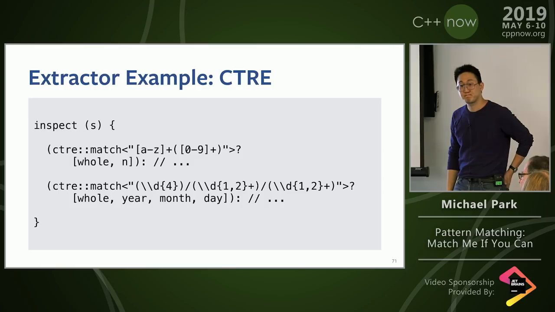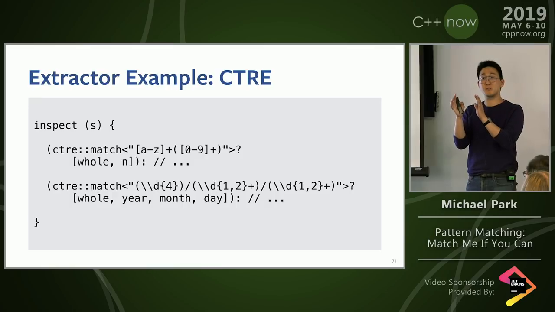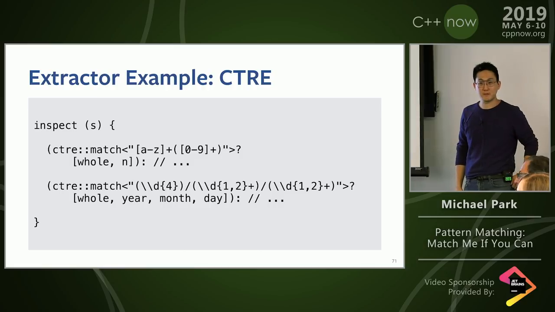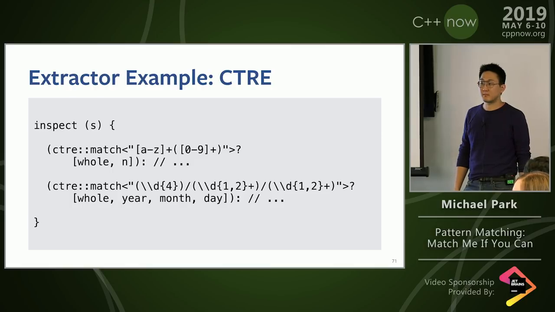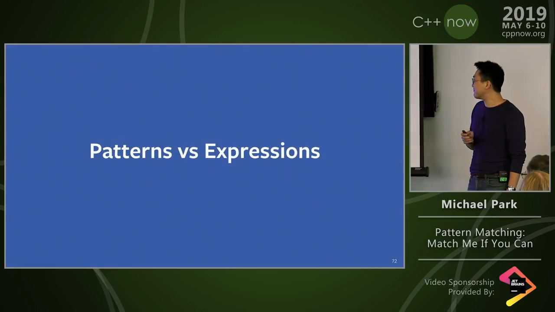Can you remind me the meaning of the word whole here? So CTRE match returns the first match as the full match. So the whole is the first match of the regular expression, which is generally the entire match, as opposed to the captures that you specified. Good. It's pretty cool, right? I like this example.